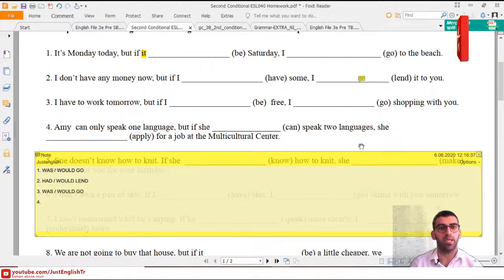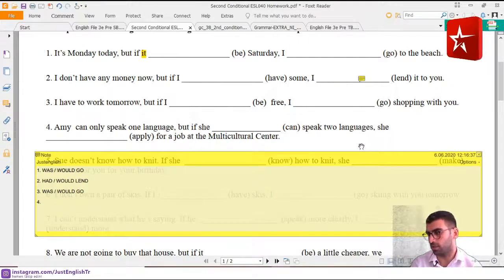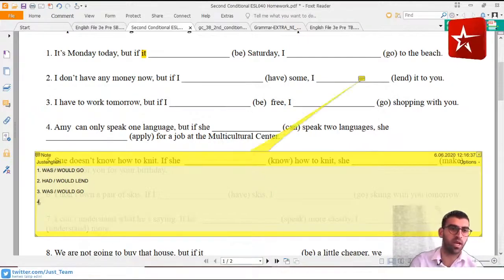Number 4, Amy can only speak one language. If she blank speak 2 languages, she blank for a job at a multicultural center. What about number 4, guys?